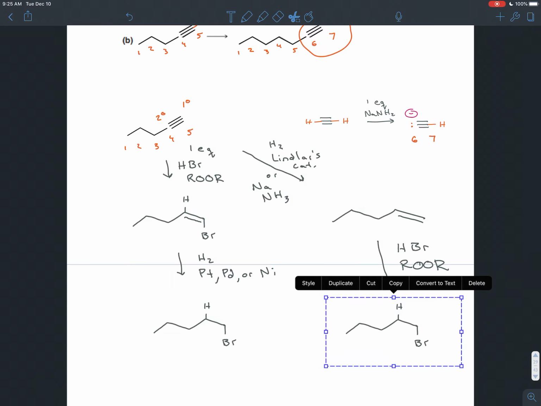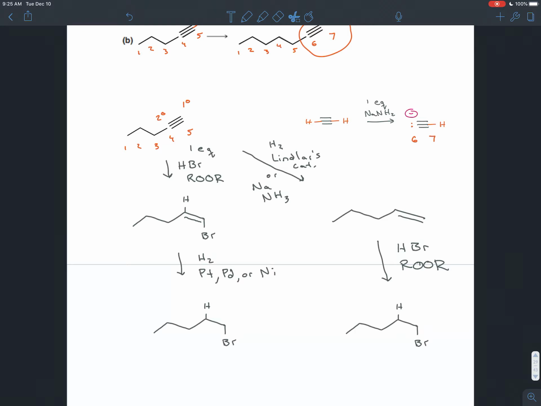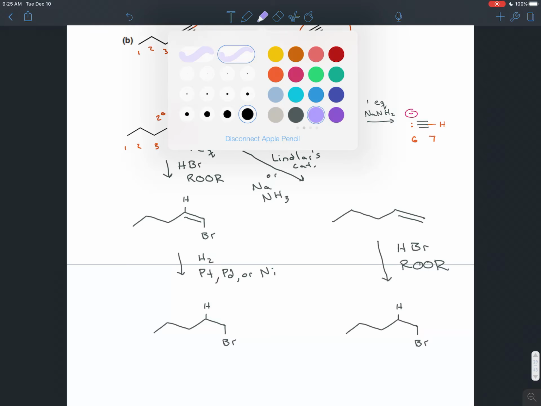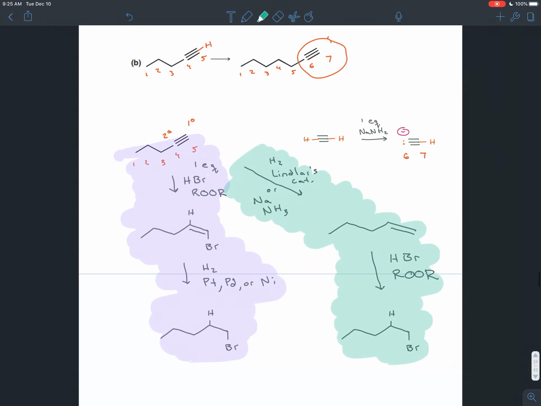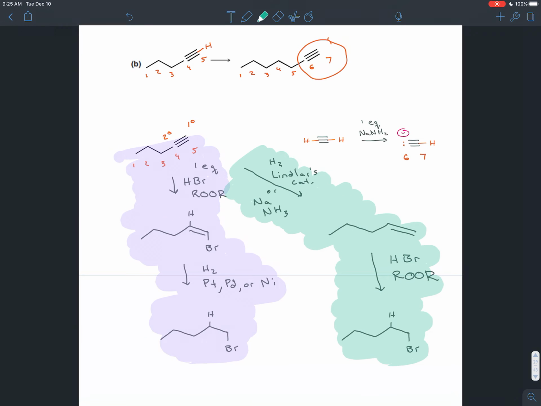Now, this might seem unnecessarily complicated, the fact that I wrote 2 separate pathways out for this. But I did this to illustrate an important thing to remember about synthesis exercises. There is almost always more than one way to accomplish a transformation. So in these videos, I often will just give you one way, but there may be others.